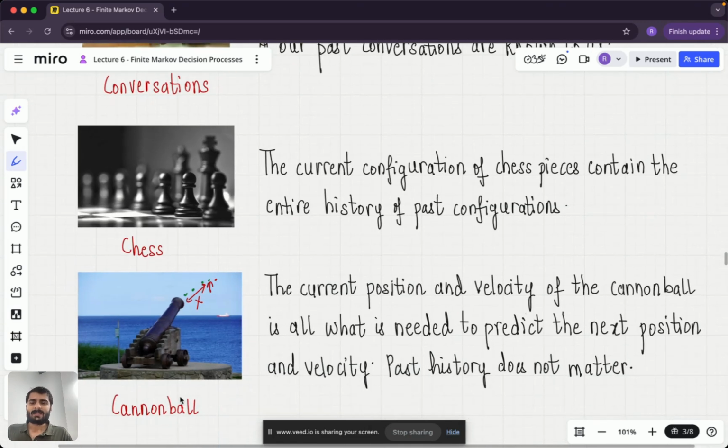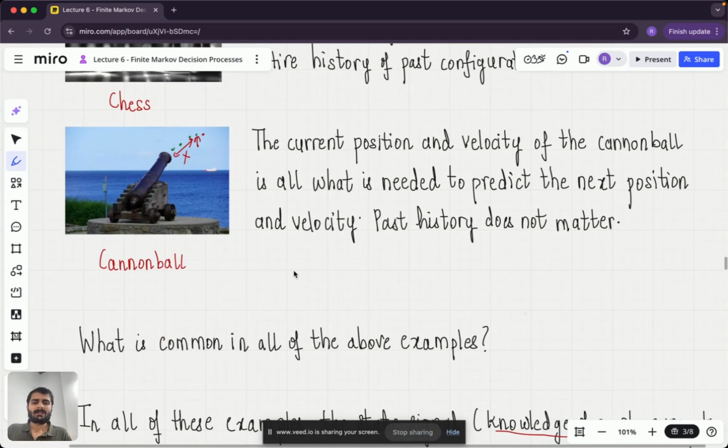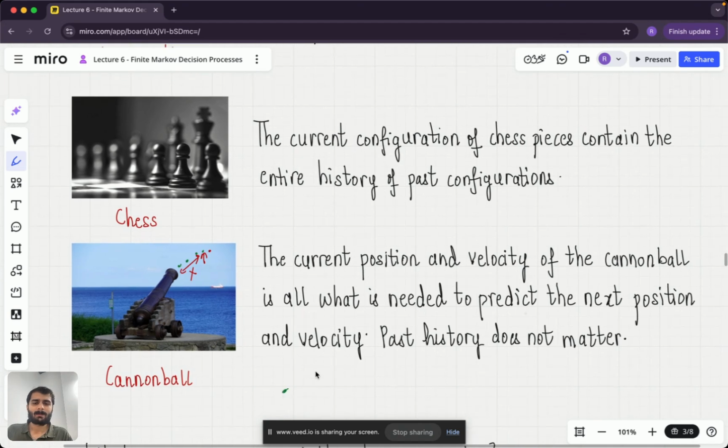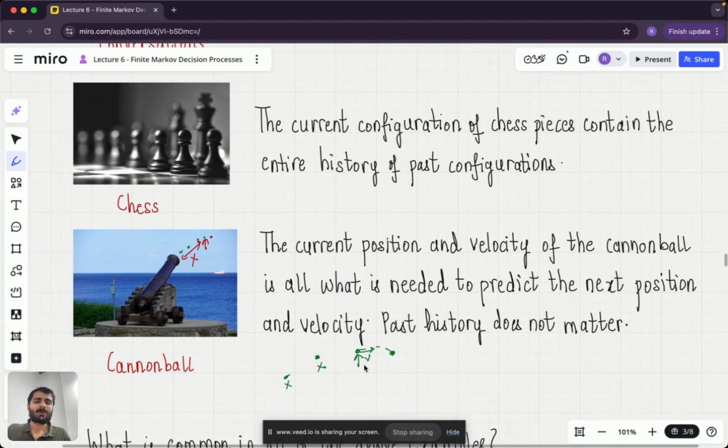Now, let's say that there is a cannonball and it's firing cannons, and let's say the cannons are going like this. Now, if you ask me what is the next position of this cannonball, I do not need to know these at all. All I need to know is the position and velocity of this, and I can predict the next position of the cannonball. So, again, all the relevant information is stored in this state. I do not need the values of positions and velocities of all the previous states. So, the past history does not matter.